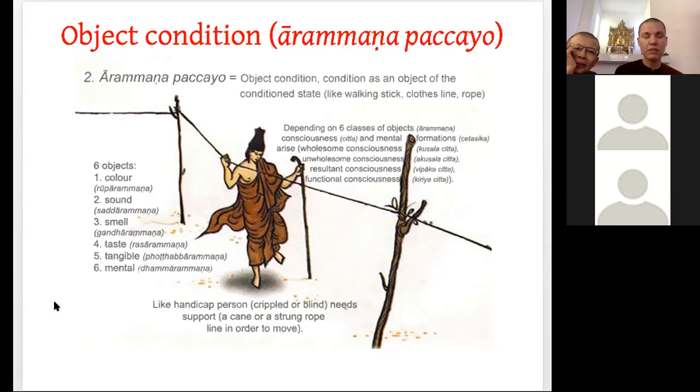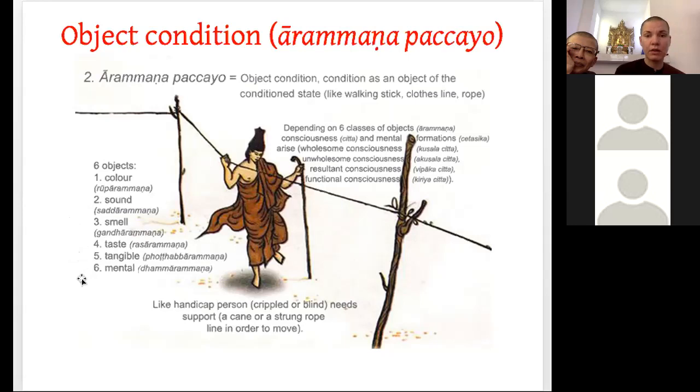And this relationship between an object and the consciousness that knows that object, we call object condition. And there are 6 kinds of objects. You probably know: the color, sound, smell, taste, tangible object, and mental object. And they condition the respective consciousnesses: the eye consciousness, the ear consciousness, the nose consciousness, the tongue consciousness, the body consciousness, and the mind consciousness.